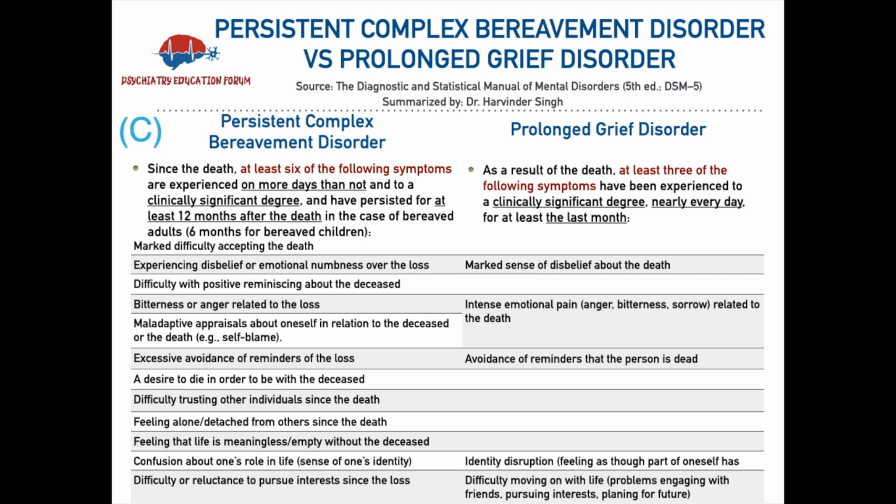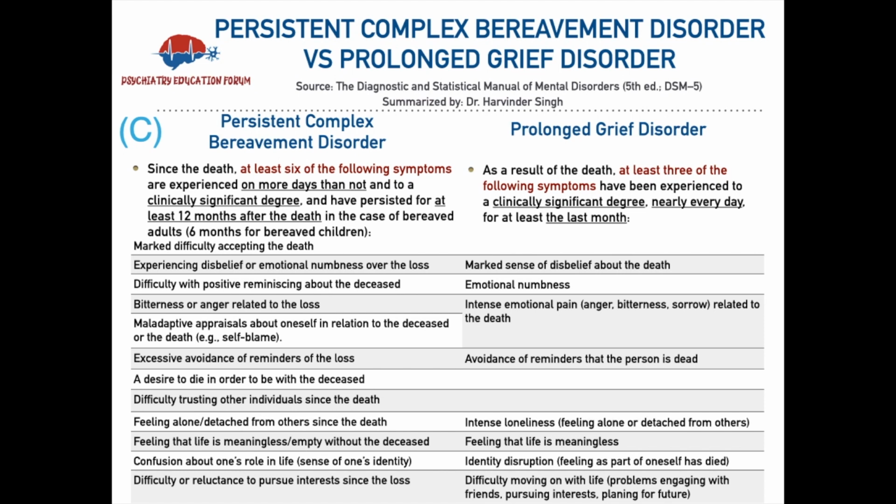Now, difficulty moving on with life. Examples include problems engaging with friends, pursuing interest, planning for future, which is very similar to PCBD, where a person will have difficulty or reluctance to pursue interest since the loss. Then we have emotional numbness, very similar to PCBD, where a person will have difficulty with positive reminiscing about the deceased. And then we have feelings that life is meaningless, which is also very similar to PCBD, where feelings that life is meaningless or empty without the deceased is there.